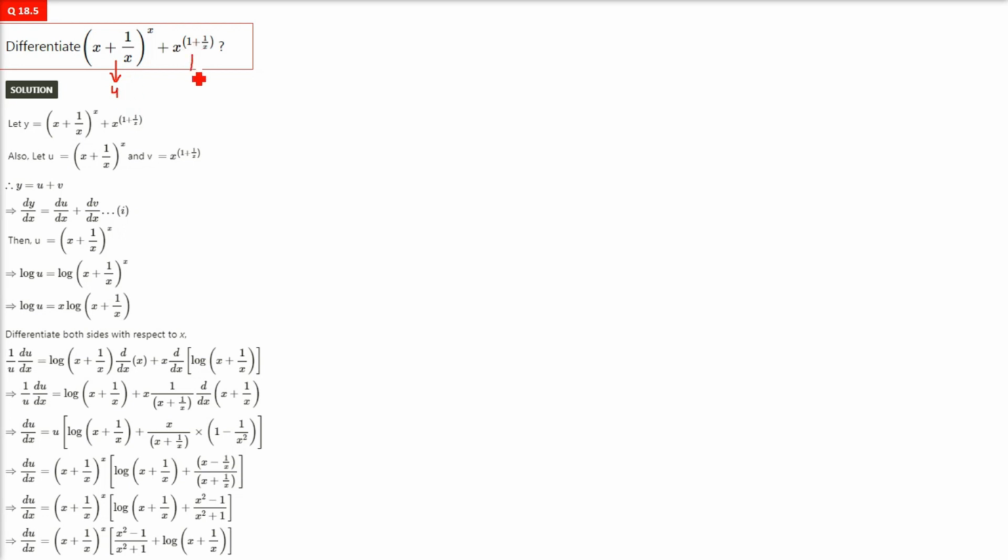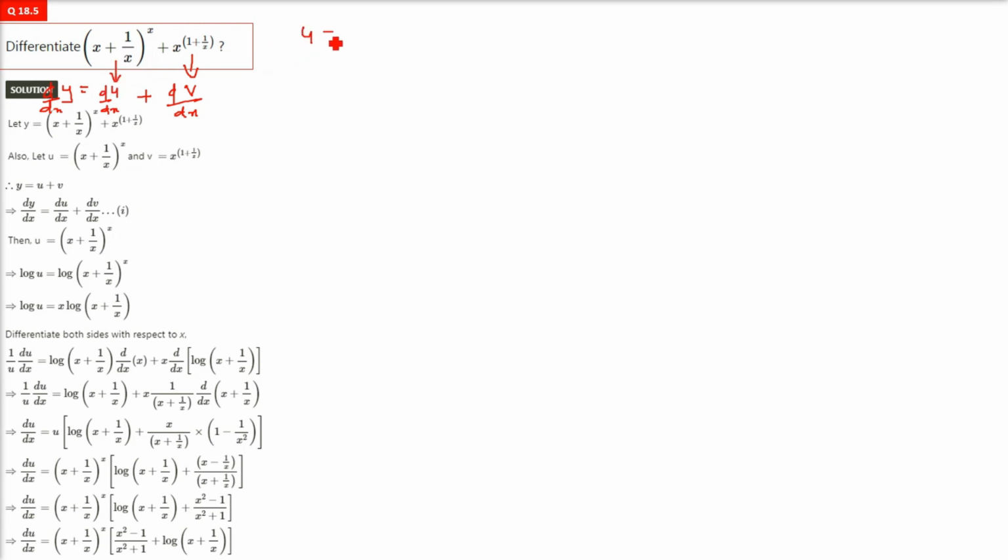We can call the first term u. The other term we can call v, and all of it y equals u plus v. So dy by dx will be du by dx plus dv by dx. So separately we'll do these two and finally we'll add them wherever it is required. Whenever we have a power, we generally go for the log.